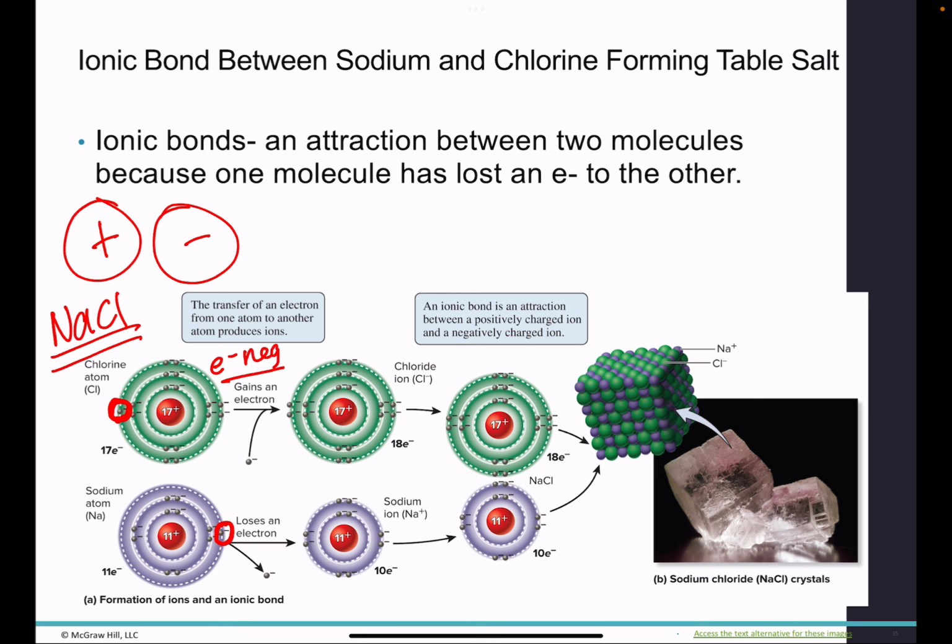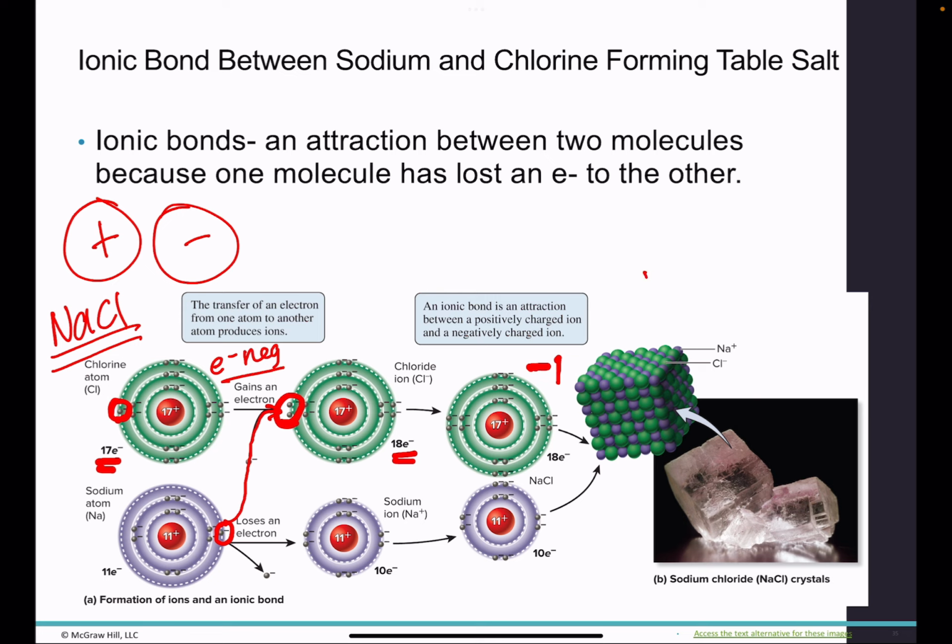So because chlorine is electronegative, and sodium wants to be more stable, chlorine wants to fill its valence shell. It's going to pull an electron from that sodium atom and use it to fill its valence shell. When that happens, it gains an electron, so it goes from 17 electrons to 18, which means the overall molecule is going to have a -1 charge.